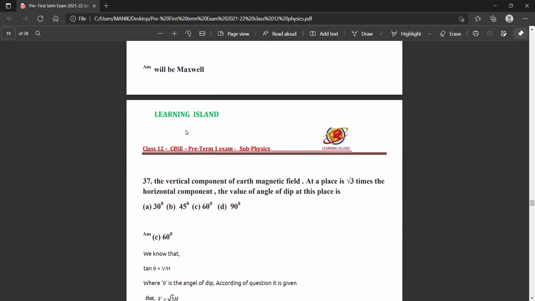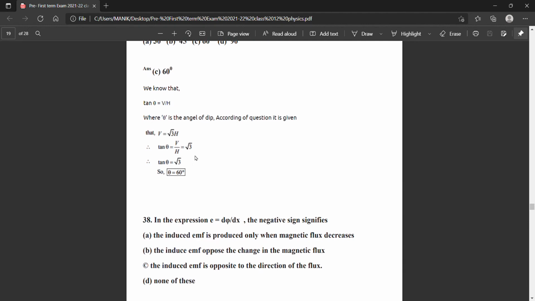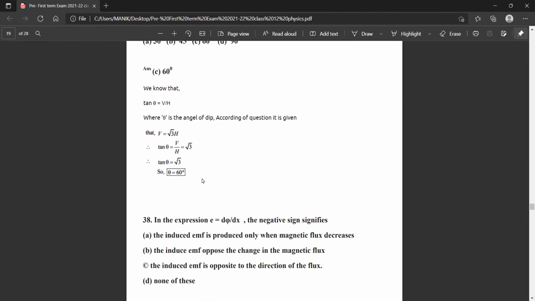Question number 37. The vertical component of Earth's magnetic field at a place is root 3 times the horizontal component. The value of the angle of dip at this place is? The answer is 60 degrees. How has it come? The formula is discussed here: B equal to root 3 times H. I think you will be able to understand because it has been written clearly here.